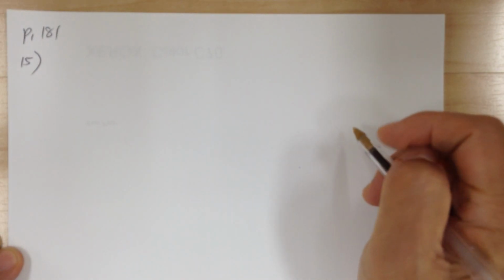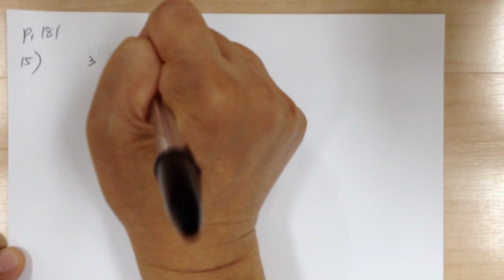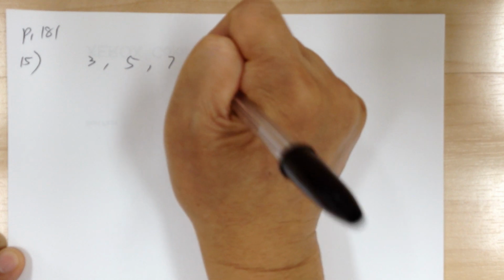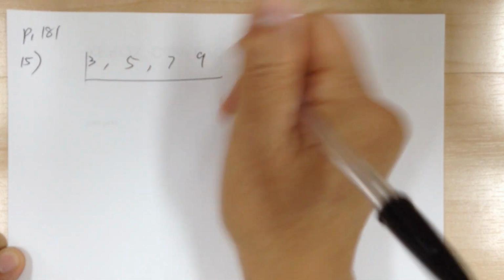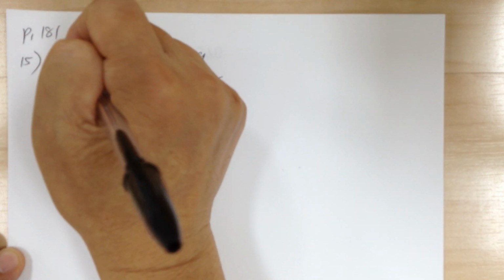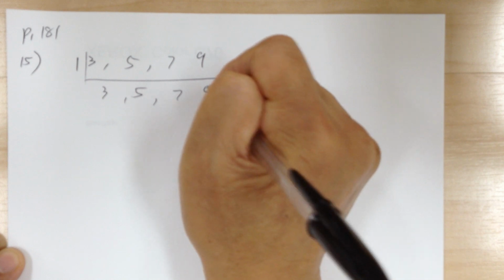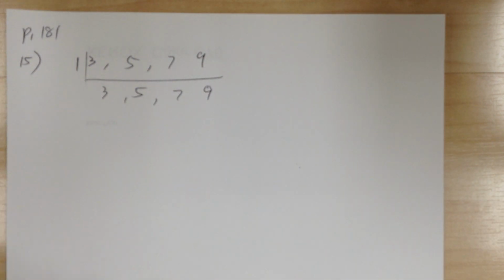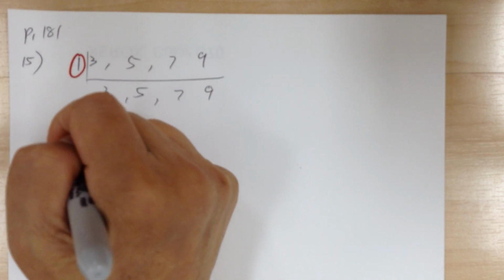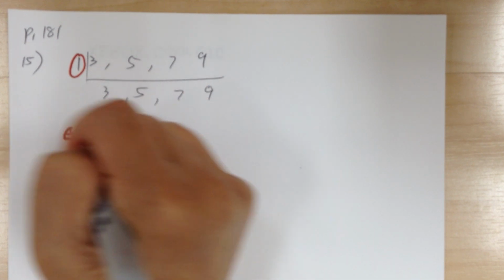Okay, number 15. You have 3, 5, 7, and 9. Well, this one nothing can divide by that, so the only thing you can divide is 1. So you get 3, 5, 7, and 9. So in this case, for your GCF, all these are relatively prime, so GCF equals 1.